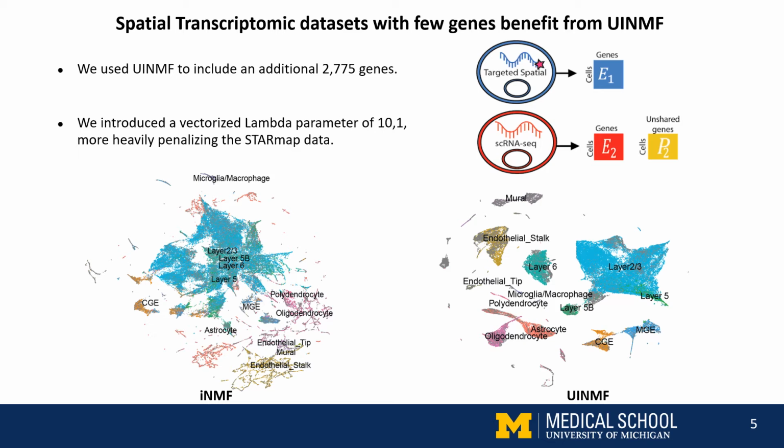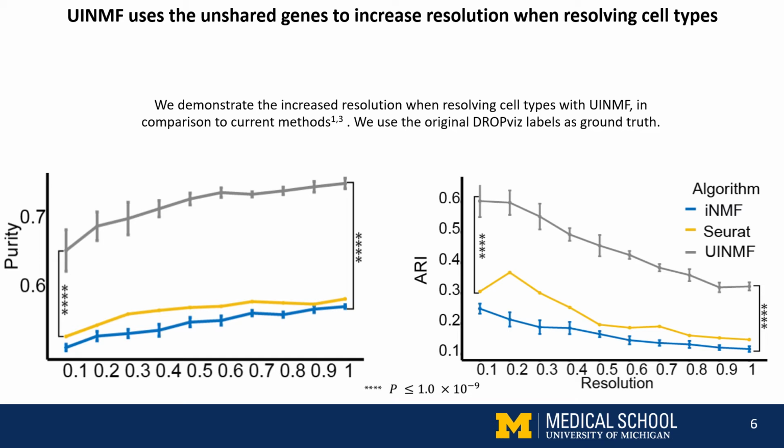We also wanted to be able to show quantitatively the advantage of using UINMF. In order to do this, we use the original DropViz labels as ground truth, and this is because these single cell RNA sequencing labels are high enough quality to be able to be used in cellular annotations. On the left, we have purity, and on the right, we have the ARI scores across three different algorithms. In blue, we have iNMF, in yellow, we have Seurat, and in gray, we have our new algorithm, UINMF. And you can see that UINMF offers a statistically significant increase in purity and ARI scores across a variety of Louvain resolutions shown on the x-axis.